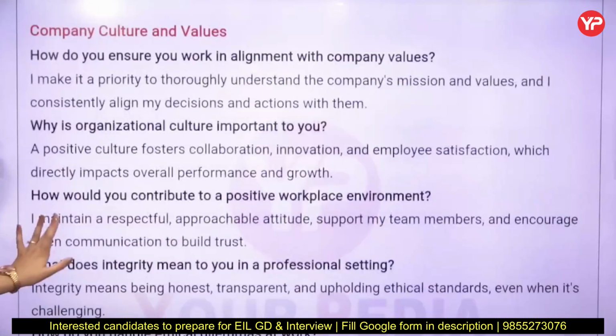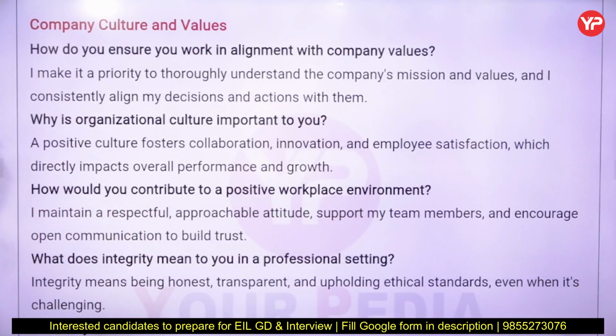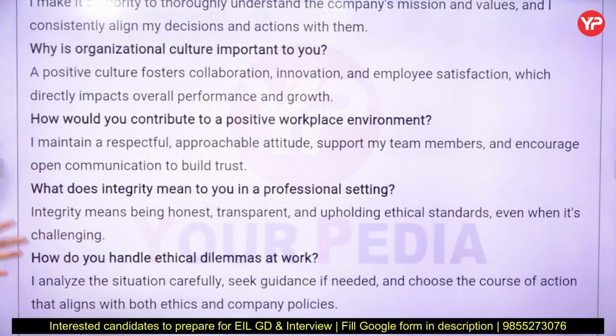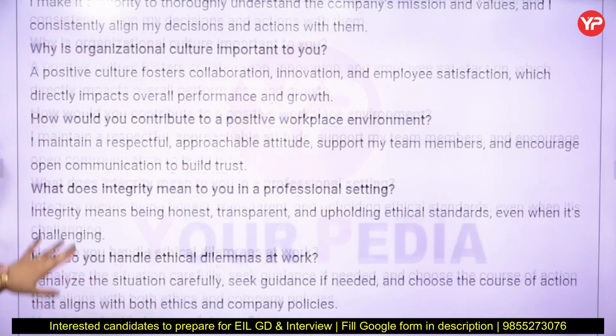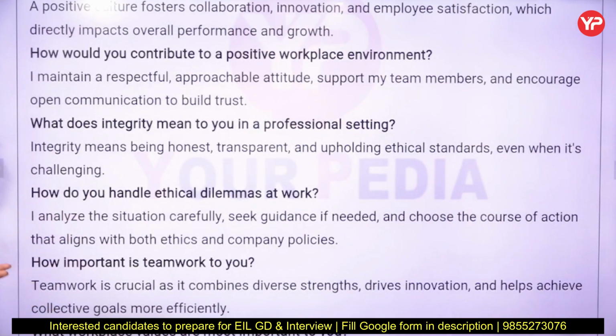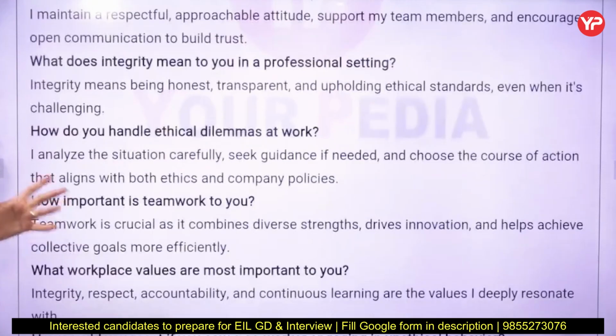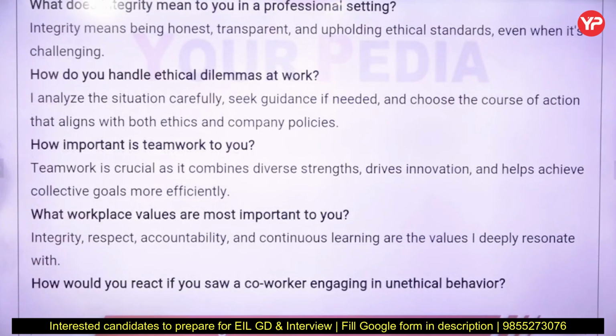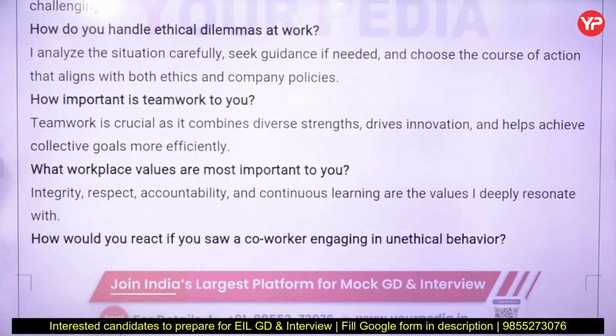Right, talking about company culture and values. How do you ensure your work is aligned with the company values? Why is organization culture important to you? How are you going to contribute to a positive workplace? Integrity का क्या मतलब होता है in professional settings? Ethical dilemmas को कैसे handle करोगे? And teamwork, how is it important to you? What workplace values are most important to you basically?